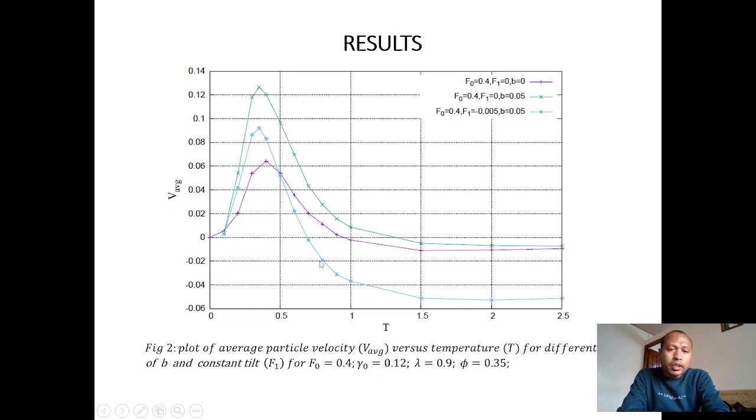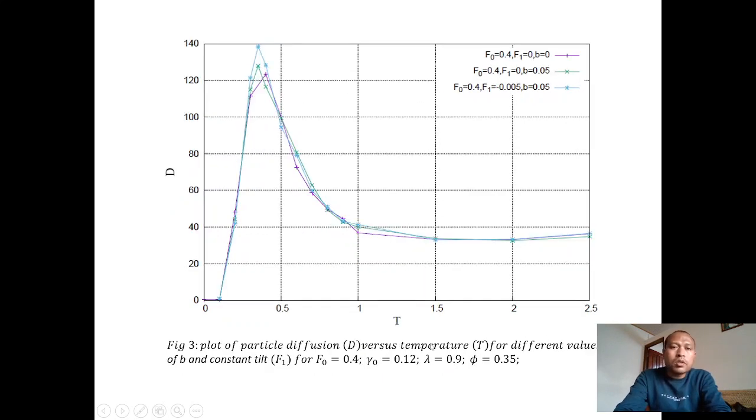And if you look here around this region, we are also obtaining a reversal current. So this is very important for particle separation techniques. So we are obtaining a resonant line of ratchet current with temperature. So even though the ratchet current increases substantially with the inclusion of asymmetry, the diffusion almost remains the same. Even with the presence of asymmetry as well as the tilt, the diffusion remains almost the same, not much change.